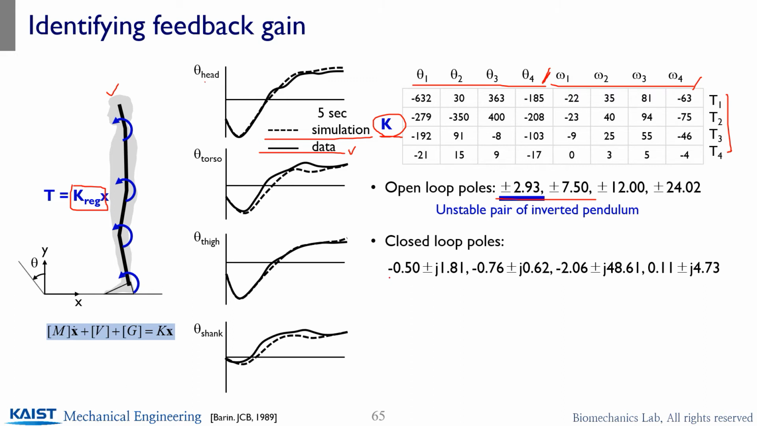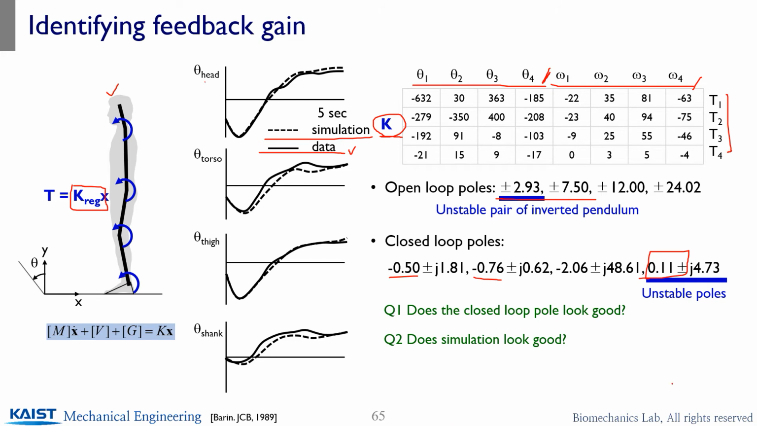Okay, so minus 0.5, minus 0.76. But except the last one. The last one still has a positive real part, which means an unstable pole. Why, even though it has an unstable pole, did this simulation look so good? That's because you only simulated for a short amount of time.